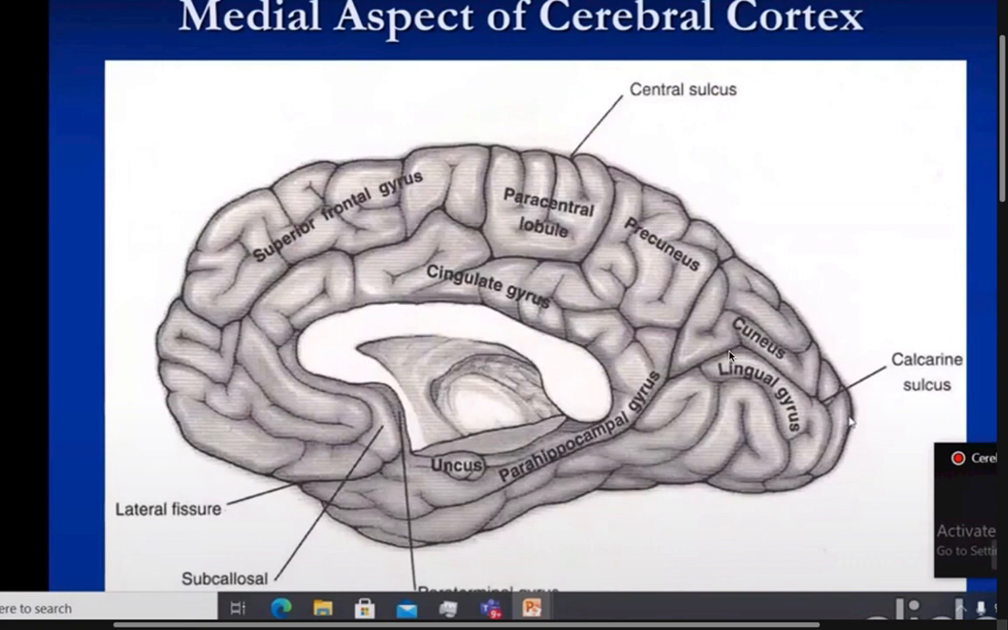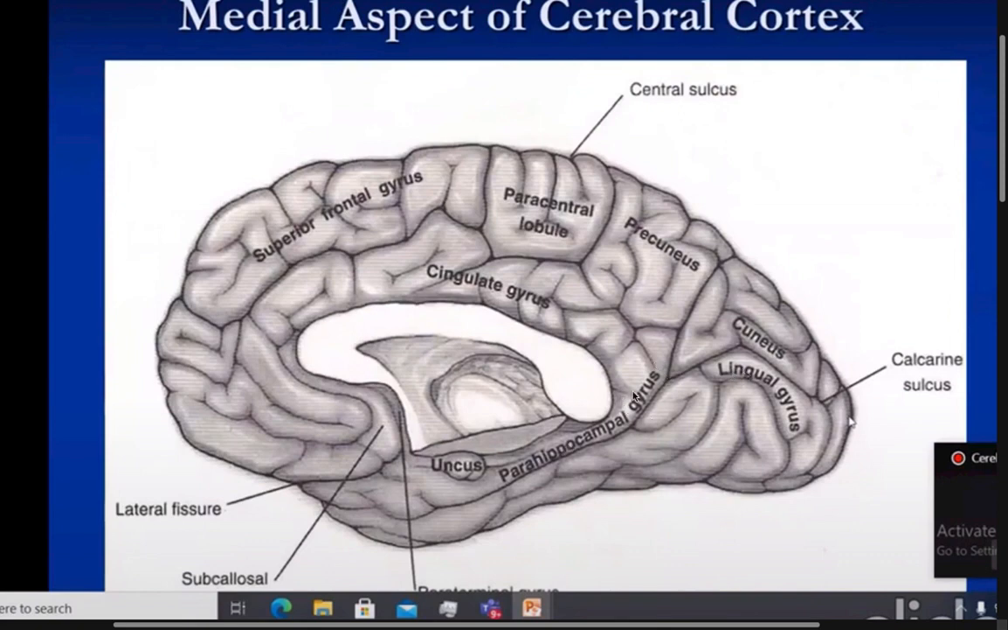If you just go anterior to the lingual gyrus, you will be able to see another gyrus that is called the parahippocampal gyrus. The lingual gyrus is located between the calcarine sulcus above and the collateral sulcus below it. Here we can see the collateral sulcus, and anterior to the lingual gyrus we see the parahippocampal gyrus.